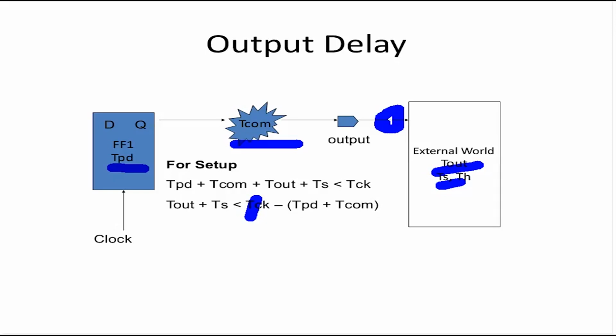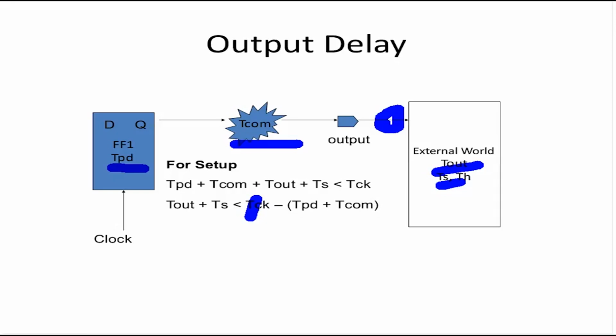Let's say the propagation delay is 2 nanoseconds, combinational delay is 2 nanoseconds. So 2 plus 2 is 4, and 10 minus 4 is 6. It tells me that I can give 6 nanoseconds to the output side, because I am consuming 4 nanoseconds inside, right? So this will help us in giving and estimating the output delay for the external world.